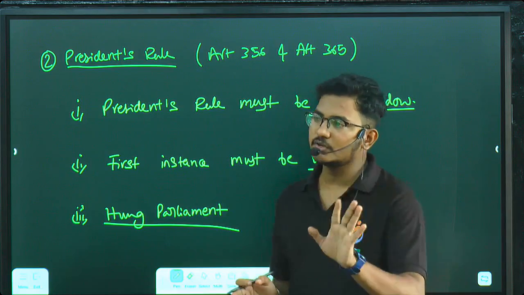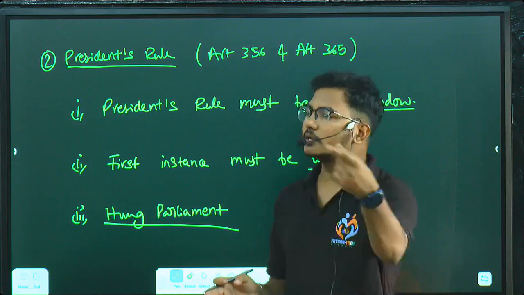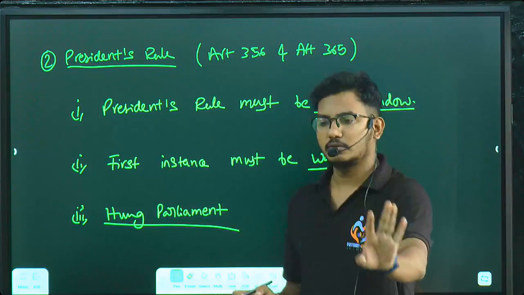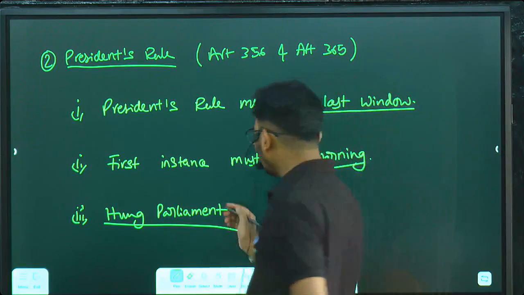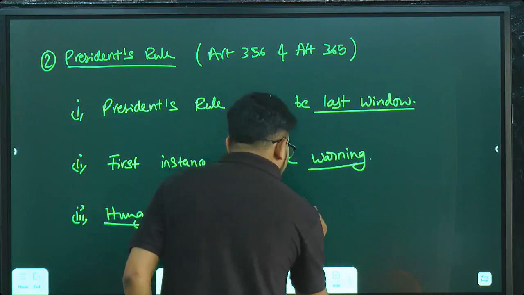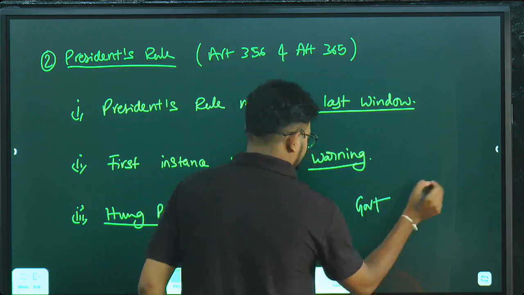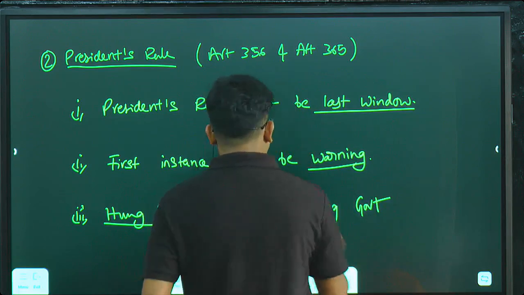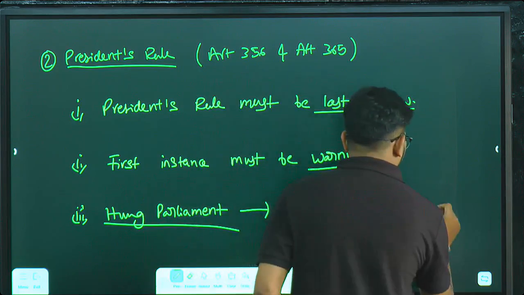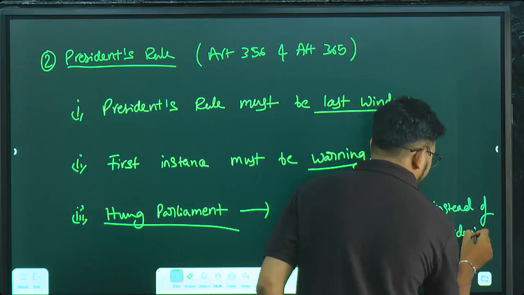They'll come up with the majority and they'll prove their majority on the floor. If not the case, then only go with the president's rule. Okay. So if it is the case of hung parliament, first go with acting government, instead of president's rule.